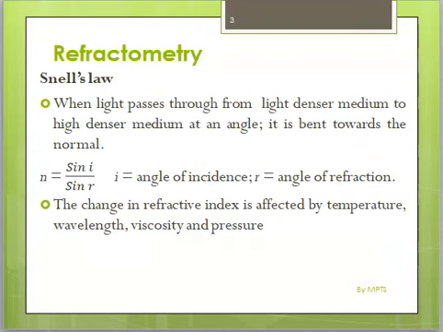Now, of course, it is also based on Snell's Law. All of us know Snell's Law: sine of the angle of incidence over sine of the angle of refraction. All of us know this law. And refractive index is affected by temperature, wavelength, and viscosity, plus pressure.